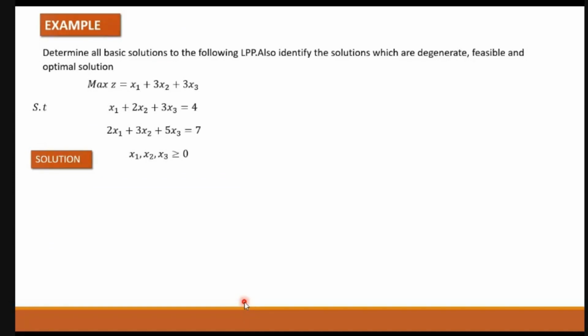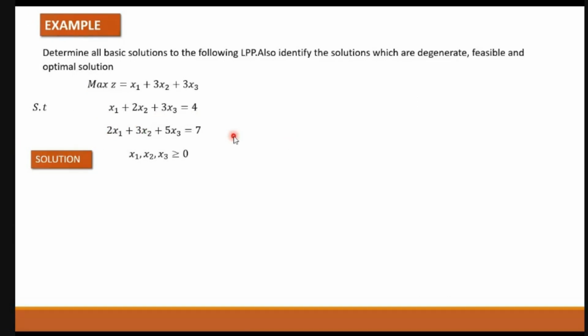Determine all basic solutions to the following LPP. Also identify the solutions which are degenerate, feasible, and optimal solutions. This is the first method of solving x1, x2, x3. Now, here see how many variables are given in this problem. x1, x2, x3. There are 3 variables given.